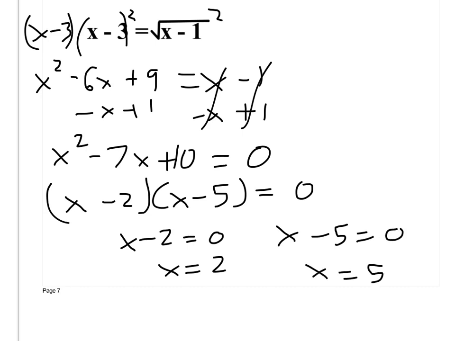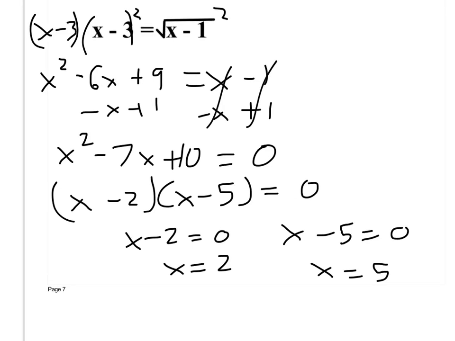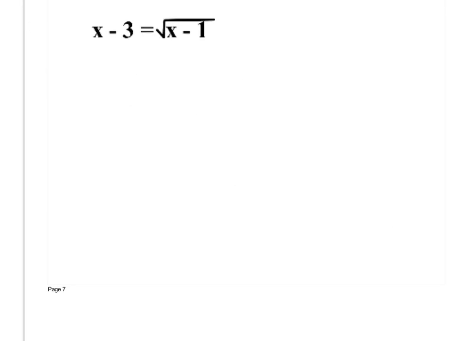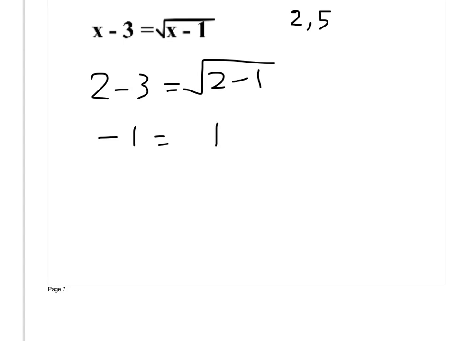Everybody with me so far? Yes. So let me delete this so we have some room to work. I had 5 and 2. Was that my two answers? Yes. Plug those in. 2 minus 3 is negative 1. 2 minus 1 is 1. So what's the square root of 1? 1. Is that equal to negative 1? No. So 2's out.